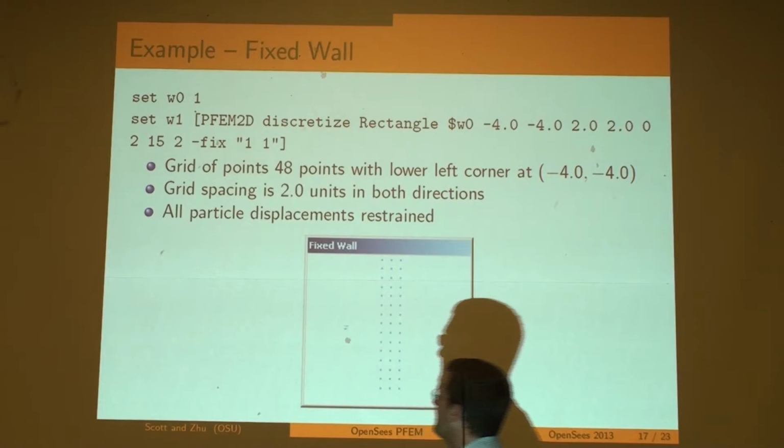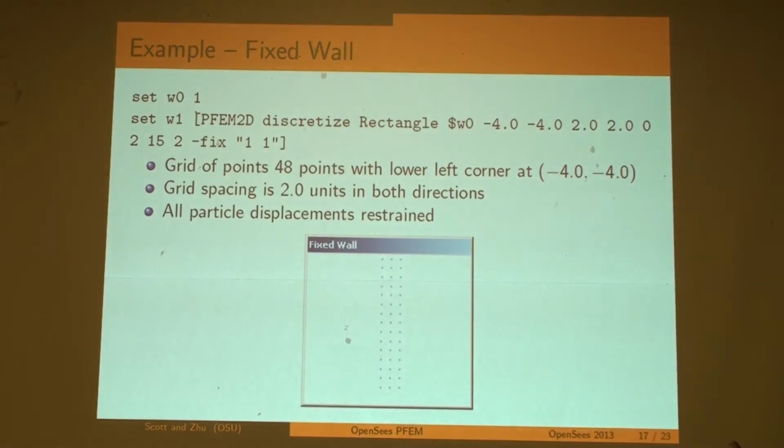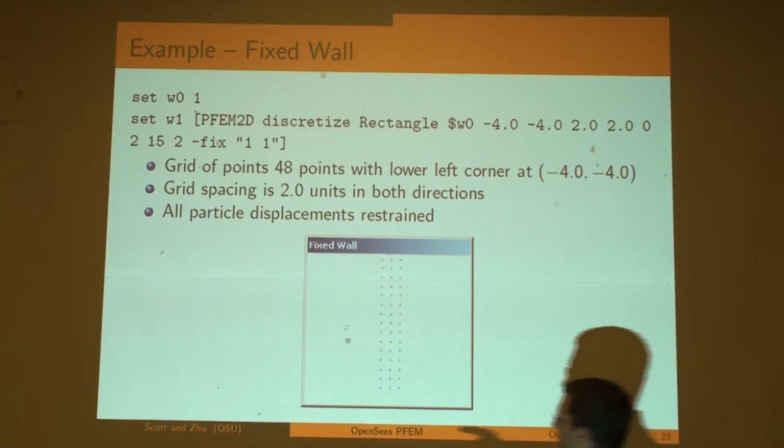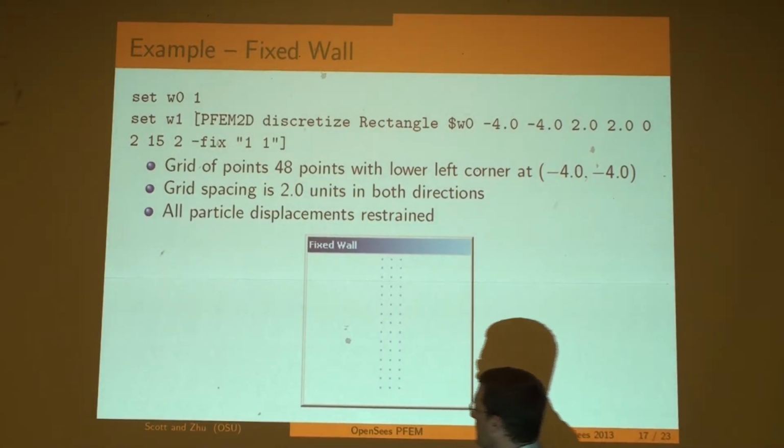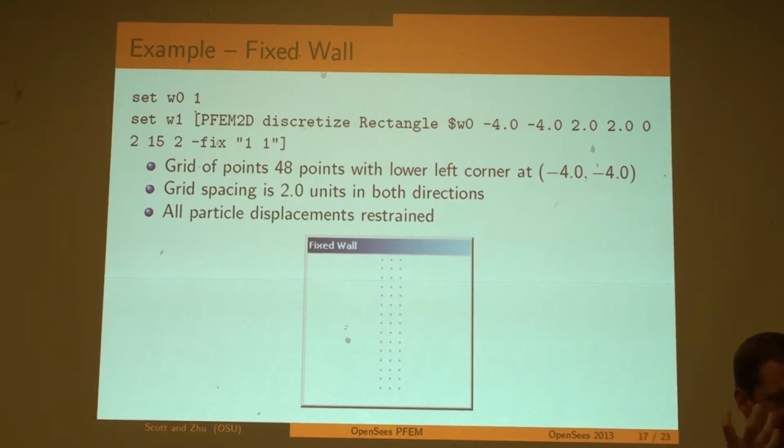And then we're fixing all these particles against translation. So the fix 1, 1 is there. It's like we're pinning each one of these nodes from moving. But they can still develop pressure, which is what's required to keep the water from leaking through the wall.